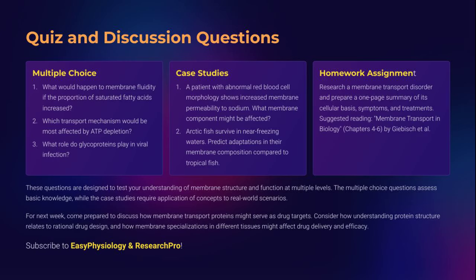Homework prompt. Explore a membrane transport disorder. One fascinating example? Cystic fibrosis, where mutations in the CFTR chloride channel disrupt ion transport and water movement, leading to thick mucus buildup in lungs and intestines. Understand the gene, the protein, the clinical consequences, and how this single transporter's failure wreaks systemic havoc. You'll realize, mastering the plasma membrane isn't just academic, it's clinically transformative.